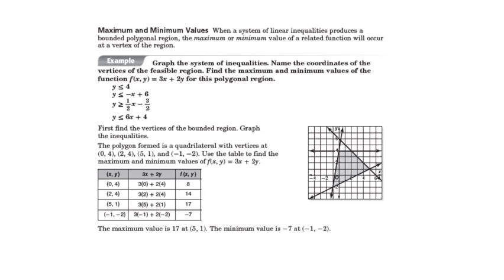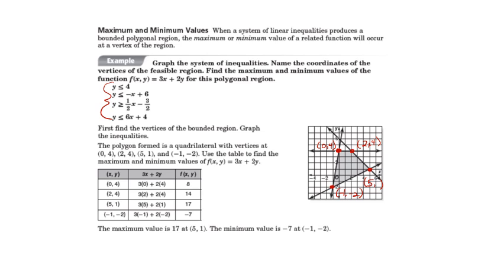So what we're going to do first is graph our inequalities. If you look at your example, these are the inequalities that are graphed in this graph over here. And we go to find the vertices. So here are the 4 vertices. You have the point (0, 4), which is right here. Right here is the point (2, 4). Here's the point (5, 1). And then over here is (-1, -2).